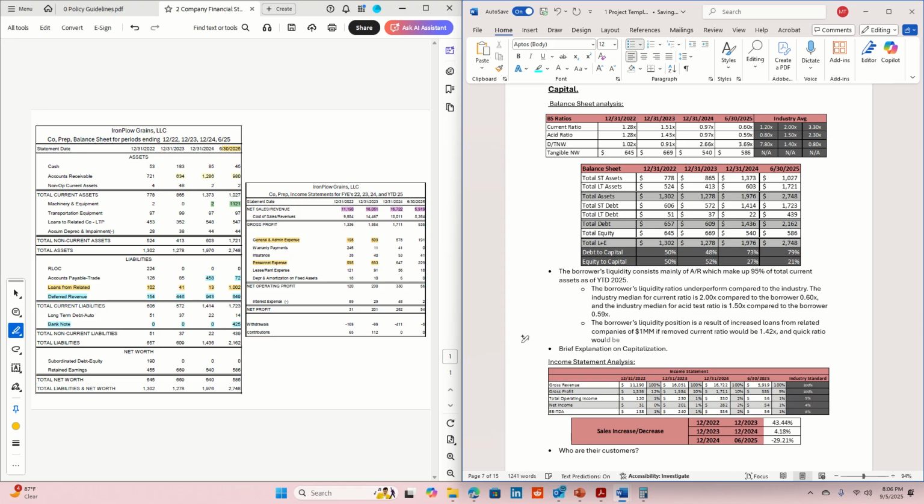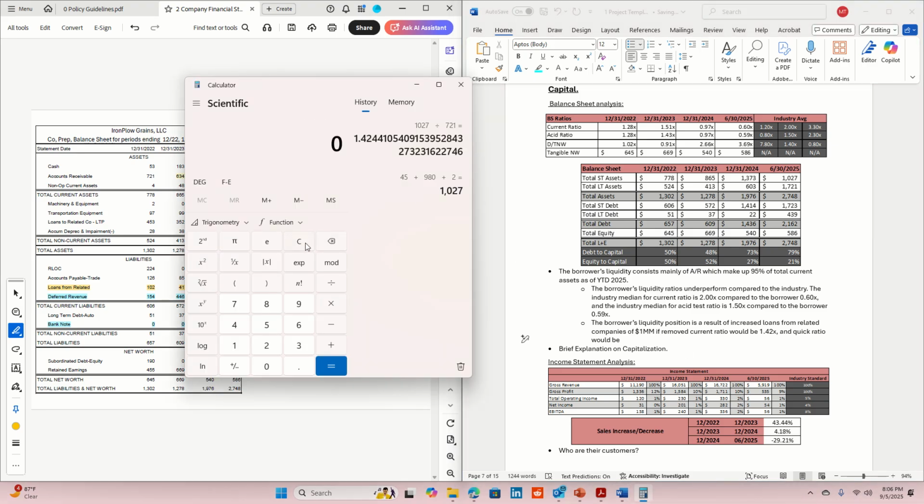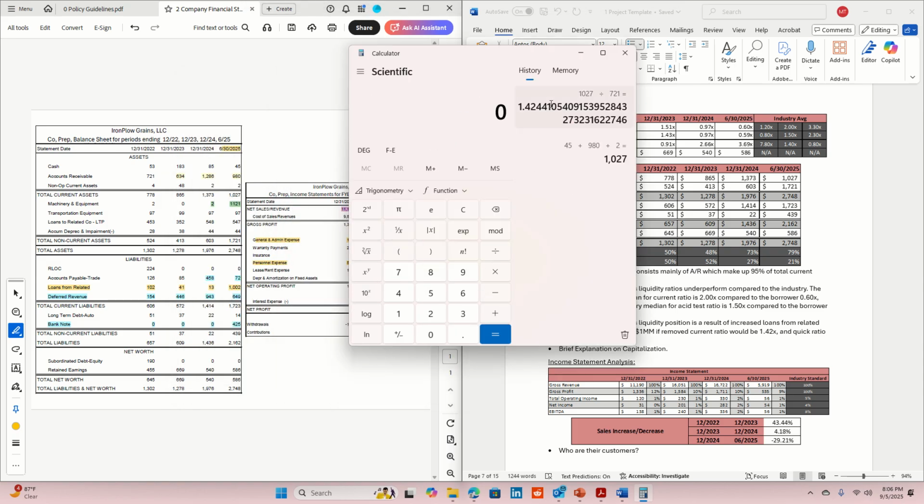Quick ratio would be, let's open that back up. We're going to do 1027 minus 2, and I'm taking out the 2 because it's non-operating current assets. Quick ratio is cash, marketable securities, and accounts receivable. Nothing else. That's all. That's how you calculate quick ratio.